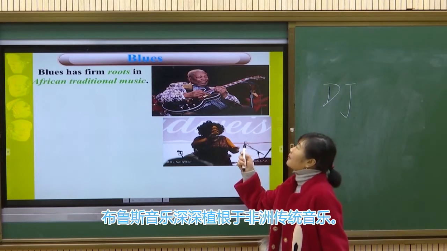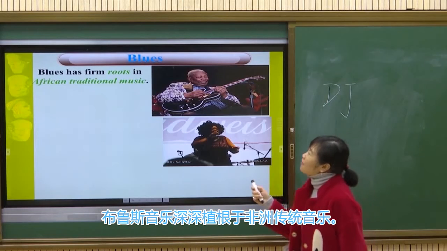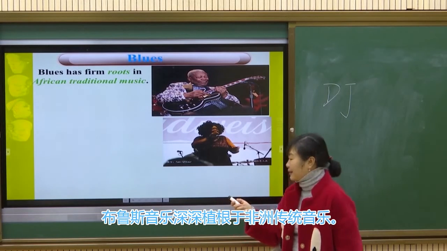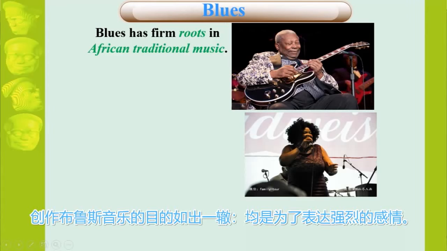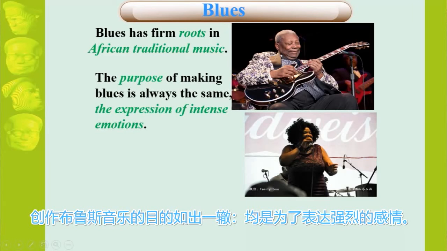Blues has firm roots in African traditional music. The purpose of making blues is always the same: the expression of intense emotions, which means strong feelings. Okay, black slaves, when they were working, expressed their strong feelings by singing blues.